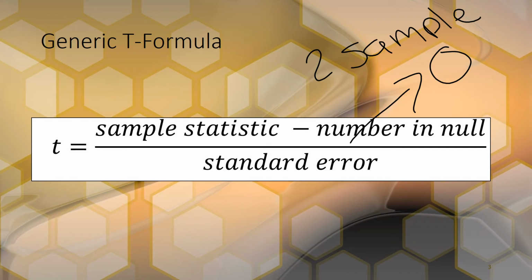And the reason for that is because if you subtract 2 means and you get 0, that means there's no difference between the 2 means. And that's what the null is. You're trying to see if there's actually a difference. So you're seeing if this difference is different than 0. Because if it's different than 0, then that means there's actually a difference between those 2 sample means.